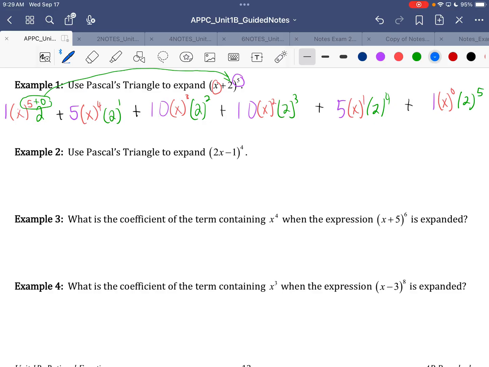We have 1 times x to the 5th times 2 to the 0 leaves us with x to the 5th. 5 times x to the 4th times 2 is 10 x to the 4th. 10 times 2 squared, what's 2 squared? 4, so we're doing 4 times 10. 40 x cubed.